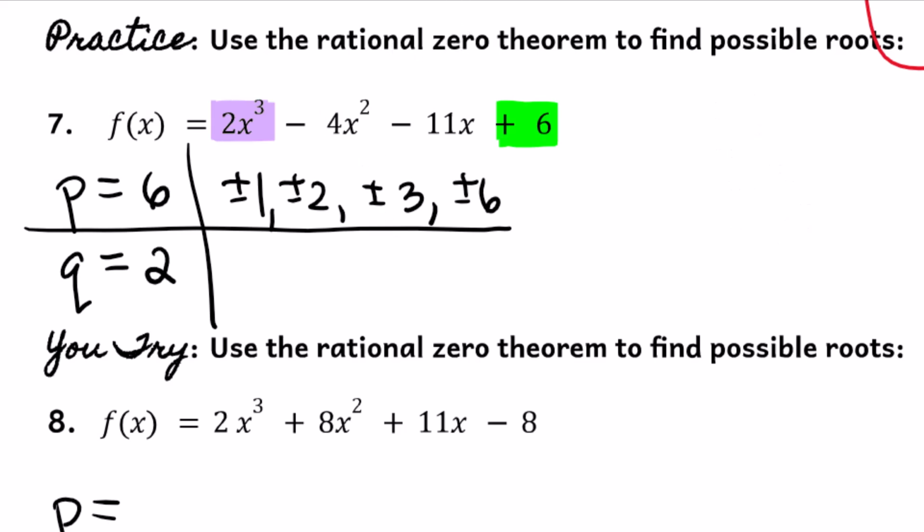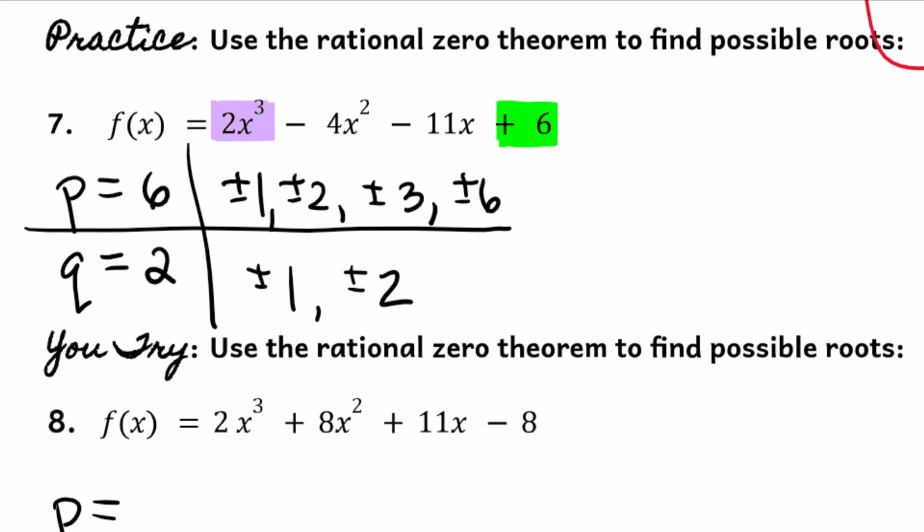Now we'll do the same idea with our leading coefficient, which is 2. In order to get 2, you only have positive or negative 1 times positive or negative 2. So those are my options there.